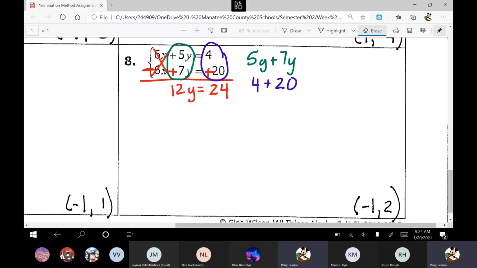All right, go ahead and type your answer in the chat. What does y equal? When you solve for y, what do you get for your answer? Go ahead and type your answer in the chat.